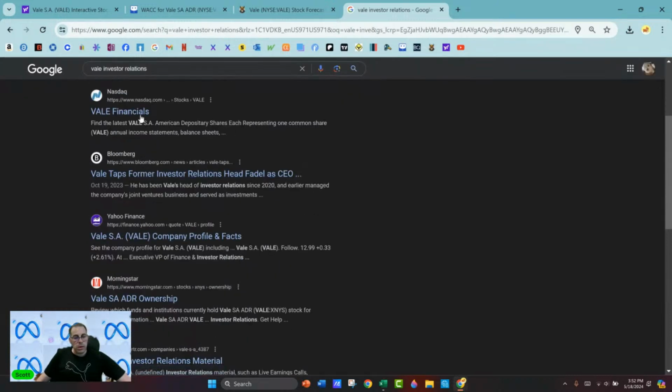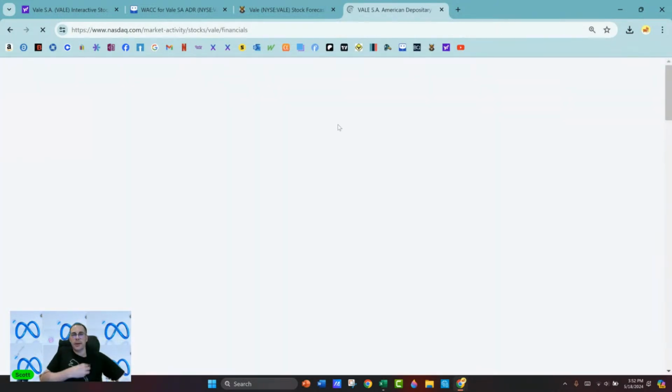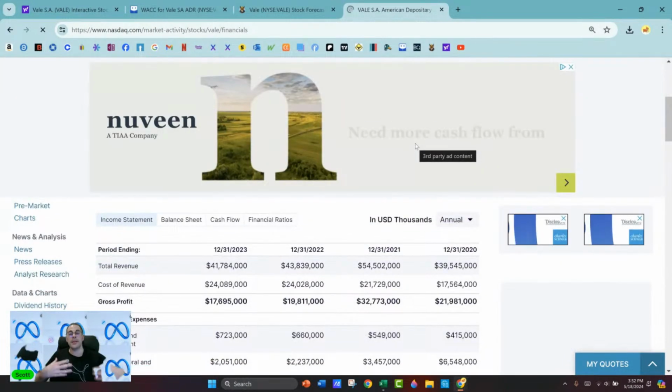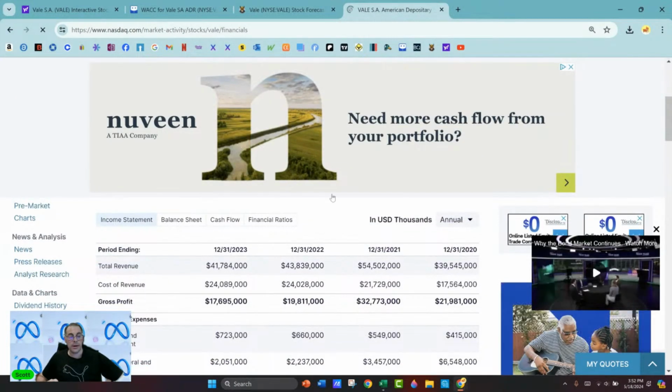There's a lot of concern with China, recession. And China uses half the iron ore in the world.